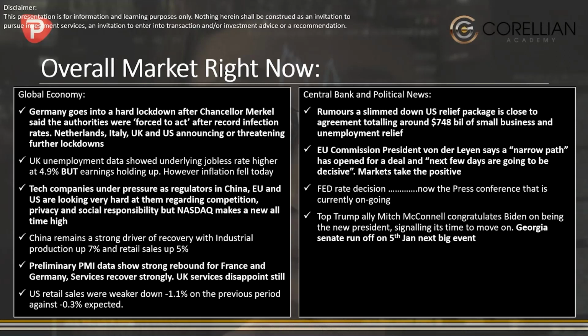On the central bank and political news, we've got rumors of a slimmed down US relief package, possibly this week. I think Schumer and McConnell were both asked if they could get a deal done by Friday, and they said that they were very hopeful of something. But the thing is, this has gone down from, you remember Nancy Pelosi walked away from a 1.8 trillion deal with the Republicans, and now it looks like there's a potential $748 billion proposal. That's not enough, to be honest.